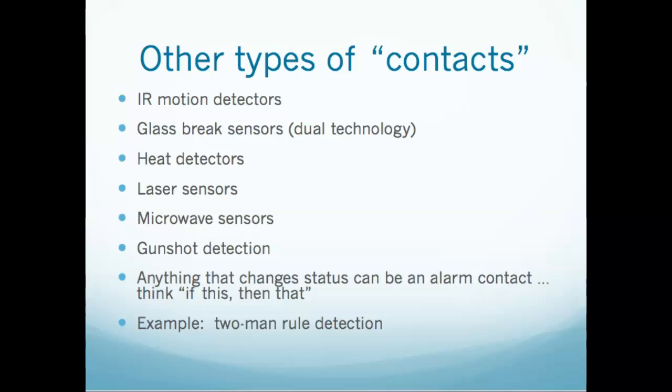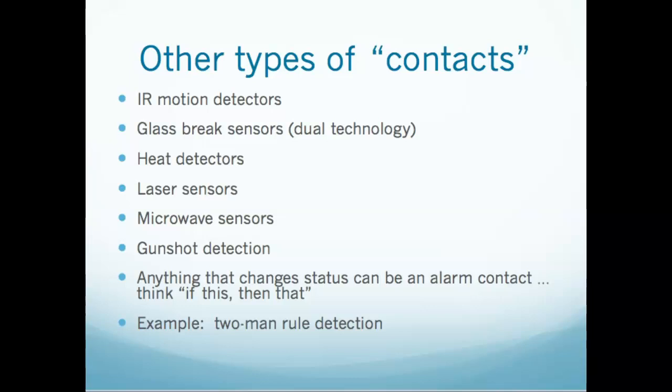A two-man rule detection is something you'd use in a high priority resource where you want to make sure you have two people in the room at all times, right? If you're in a counting room in a casino, if you're in a drug dispensing room in a pharmacy, you may have a rule and or a law that says two people must be in this room at all times.